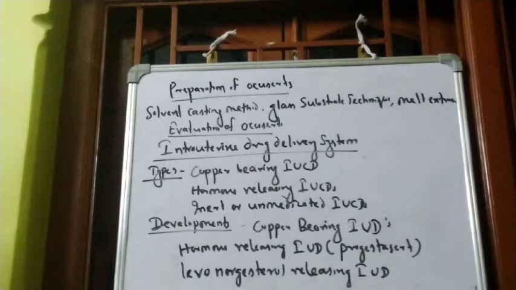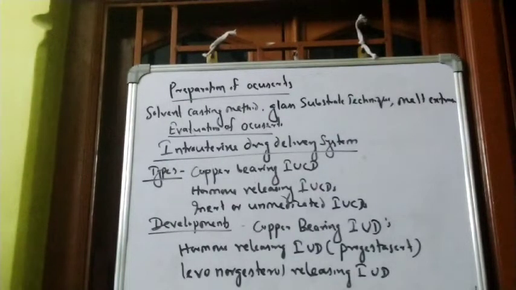After that we will get a dried film, and we need to cut it with a cork borer into circular pieces to get a definite size containing the drug. Then the ocusert will be stored in an airtight container. So this is the solvent casting method. The next one is the glass substrate technique.